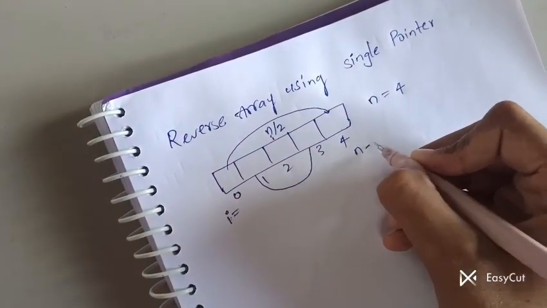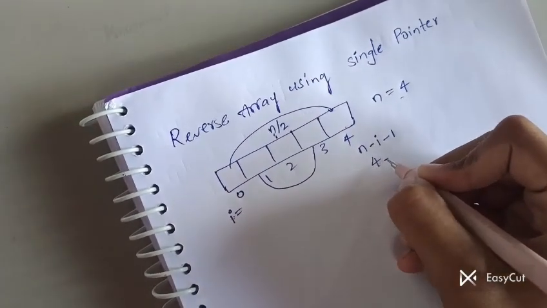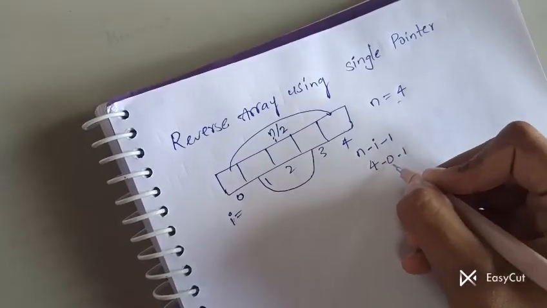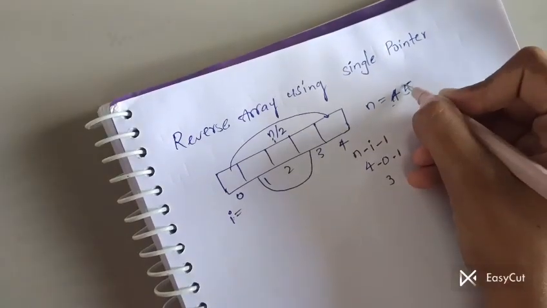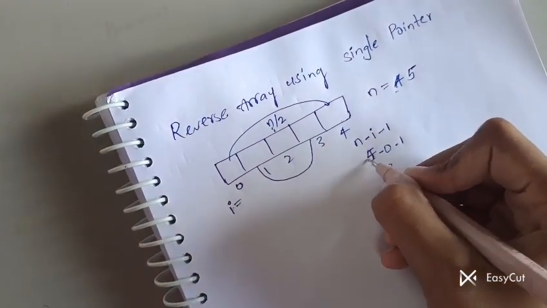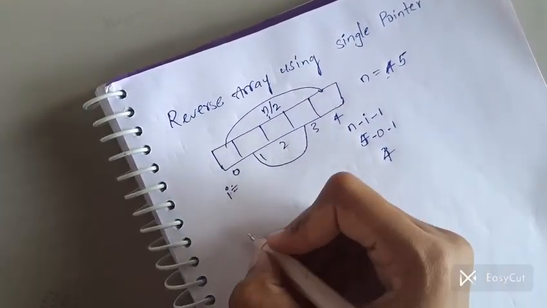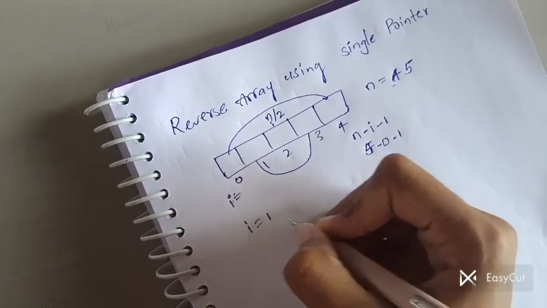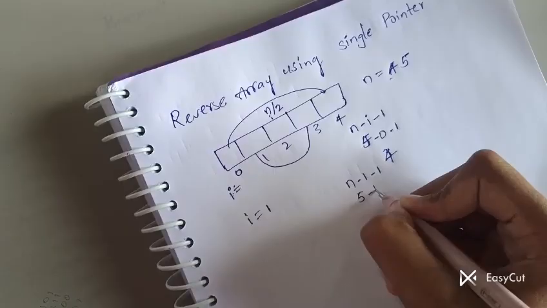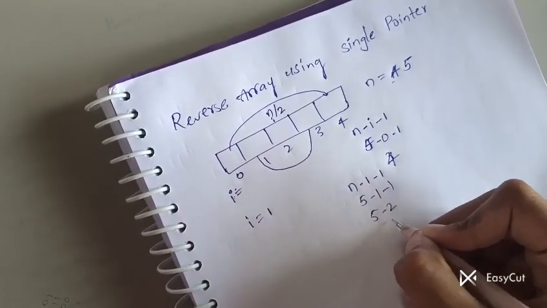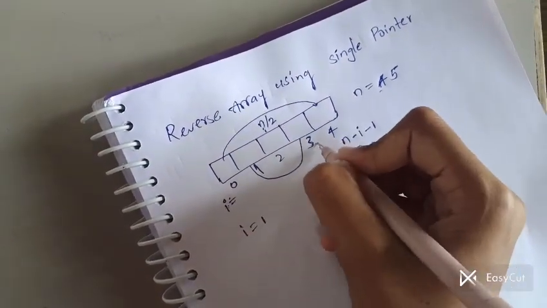So now if we take I equal to 0, it should be swapped with 4. 4 can be written as n minus I minus 1, that is, the value of n is 4, 4 minus the value of I which is 0, minus 1, that is 3. The value of n is 5, so this will be 5 minus 1, that is 4. So the fourth element should be swapped with 0. Now if we take I equal to 1, it will be swapped with n minus 1 minus 1, that is 5 minus 1 minus 1, that means 5 minus 2, that is 3. So this will be swapped with 3.